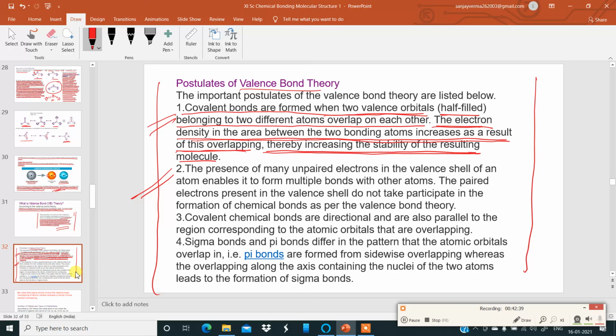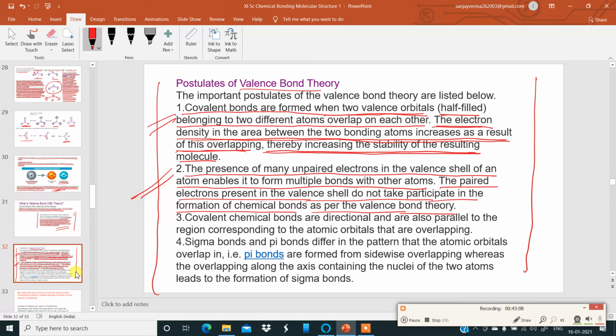Then, the presence of many unpaired electrons in the valence shell of an atom enables it to form multiple bonds with other atoms. So, multiple bonding takes place when a number of unpaired electrons are available on the atoms. Now, the paired electrons present in the valence shell do not take part in the formation of chemical bonds as per the valence bond theory.